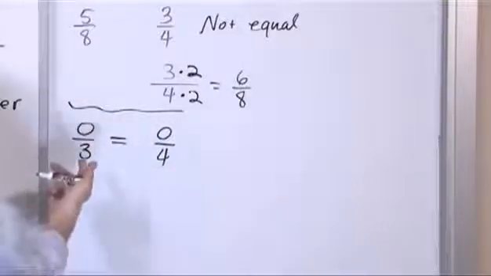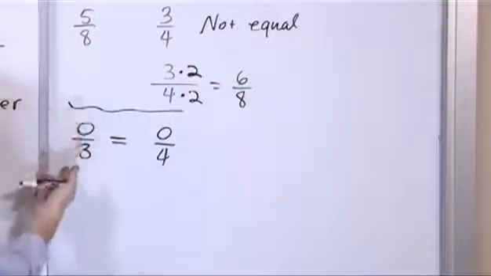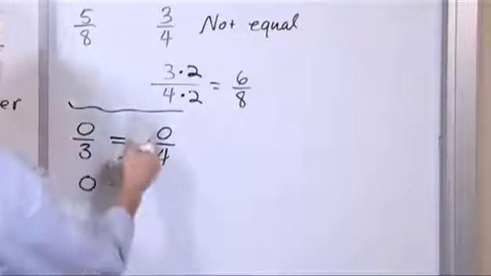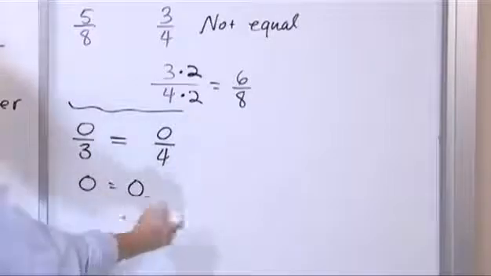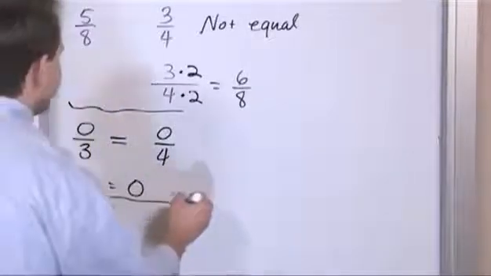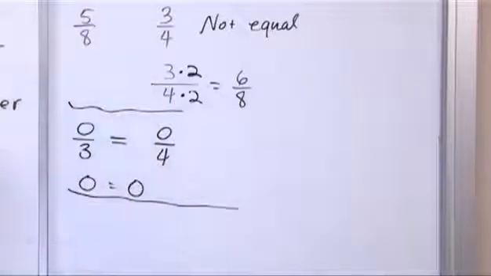Another way to look at it is when you think of fractions as being division, 0 divided by 3 is 0, 0 divided by 4 is 0. So it's 0 in each case. There's many times more than one way to do a problem, so I try to show you that.